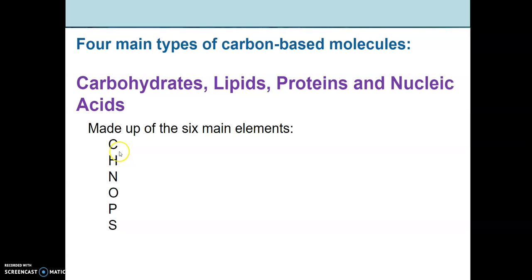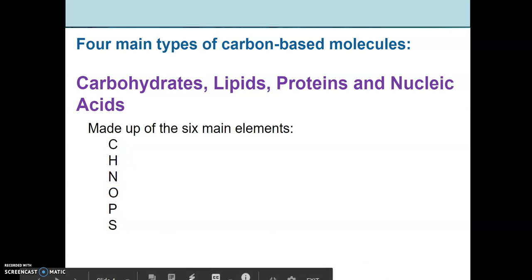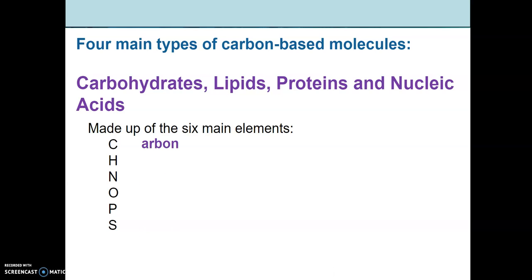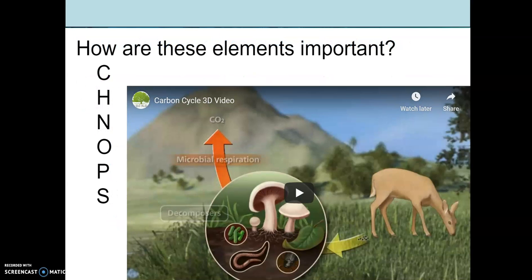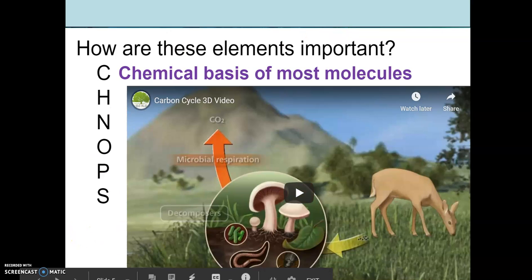So what we're going to do is look at each of these and where they are, and what their significance is. We'll start first with carbon, and then we'll move on to hydrogen and oxygen together. We'll talk about the nitrogen cycle, the phosphorus cycle, and then really briefly on sulfur. So how are these elements important? If you're talking about carbon, you're talking about the chemical basis of most molecules. We're carbon based. Carbon is the backbone of all of these larger molecules.